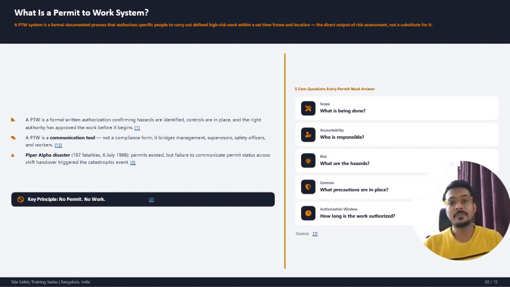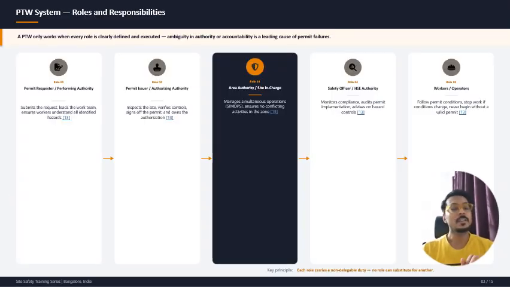So five key things we just wanted to know: scope, accountability, risk, control, and authorization withdrawal. Scope: what is being done. Authorization: who is responsible. Risk: what are the hazards, and what precautions are in place, most important. And how long the work is authorized, so that we need to look into this.